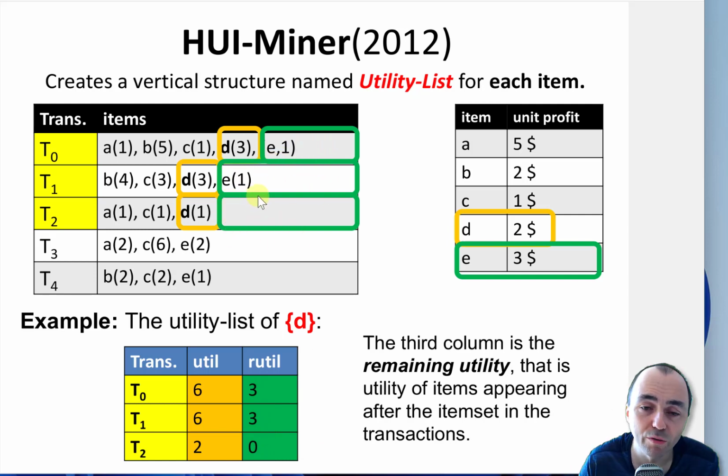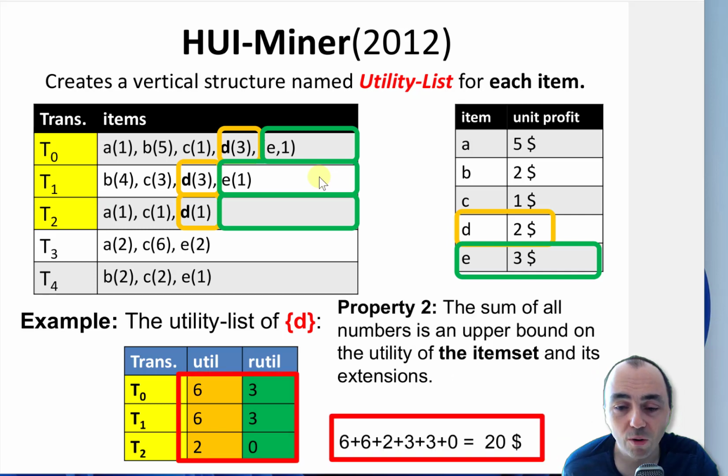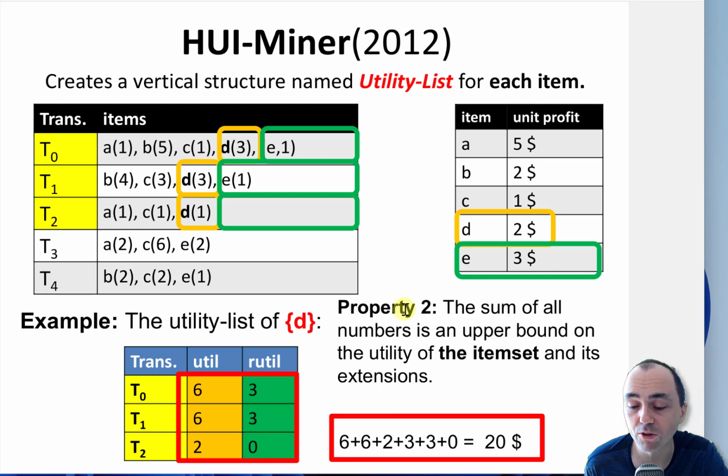Because we want to know if you extend D, like DE or DEF and others, how much money there is left in the transaction to make the larger item sets. Okay, so there is a very nice property, an upper bound actually. I will explain to you.